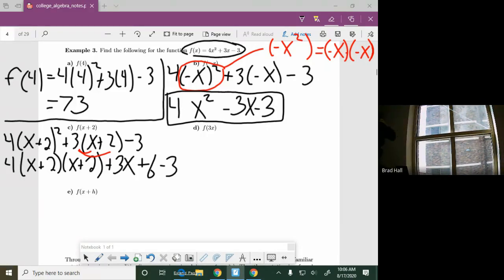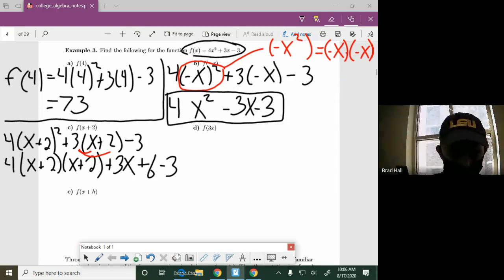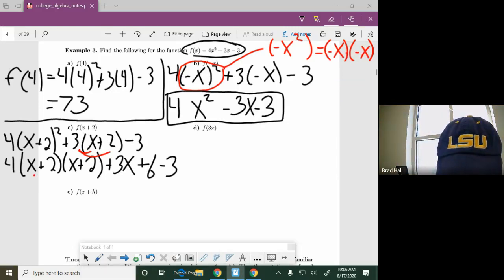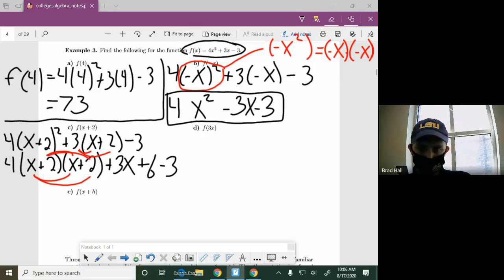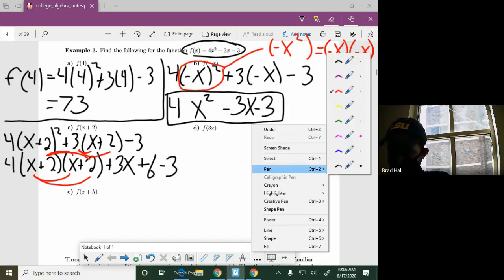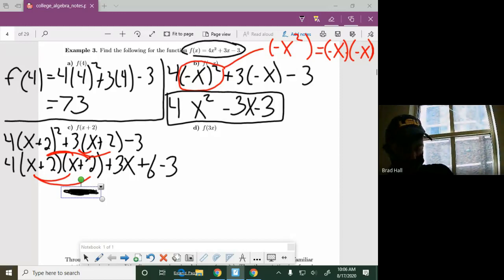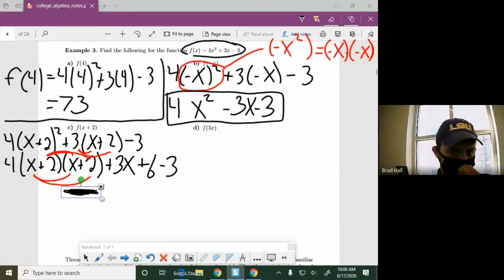And yes, we have to FOIL now, the x plus 2 times x plus 2. So I'll illustrate that as well. FOIL means first, which is that first arc I just drew, outer, second arc, inner, and last. And just like what happened in my last class, we're going to ignore part E for now. I need the space, so we'll come back to E. But we're going to keep going on part C here.